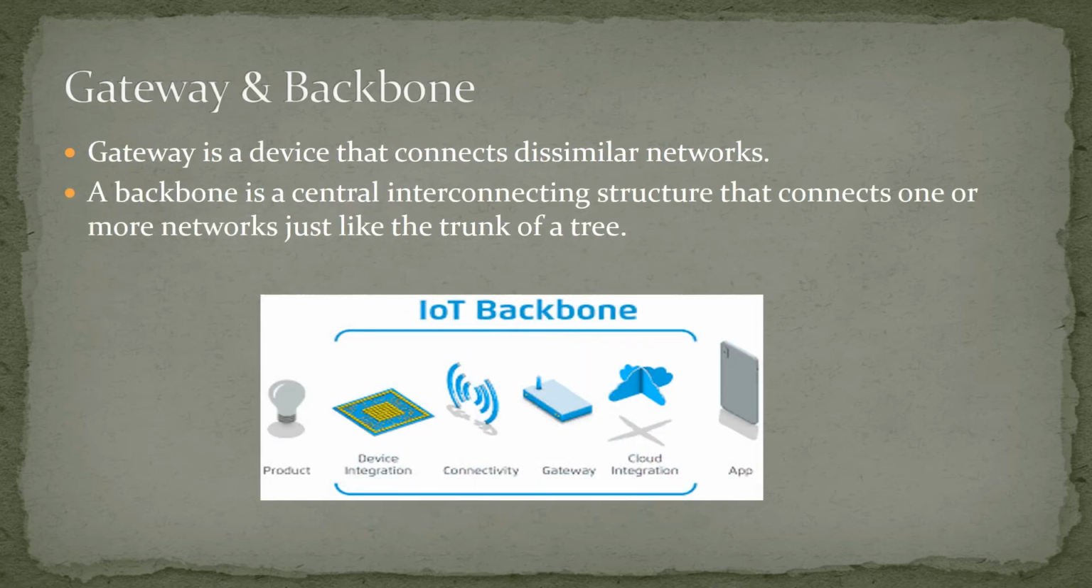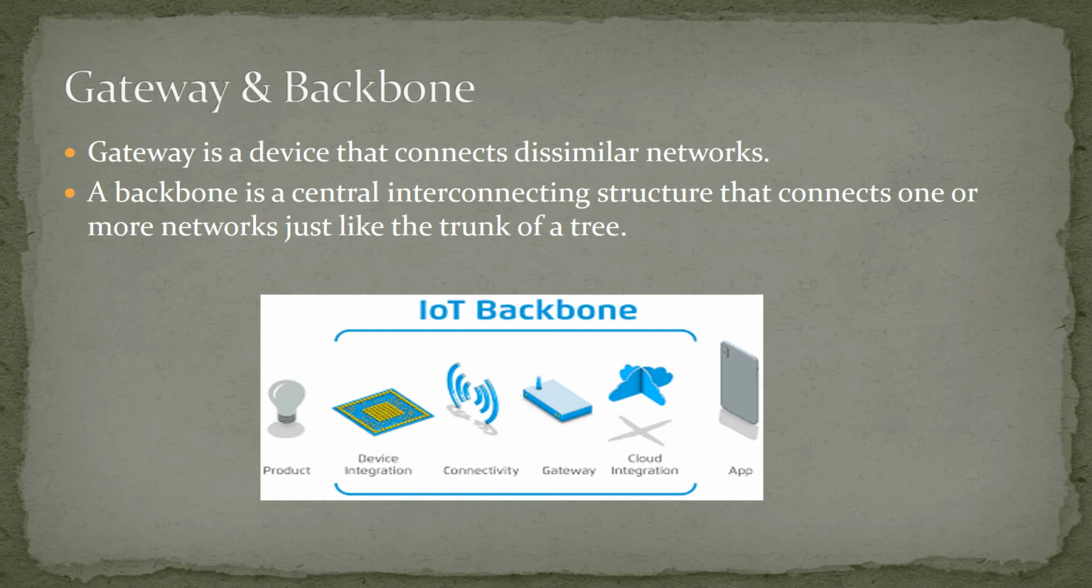Now, gateway and backbone. Gateway is a device that connects dissimilar networks. Now, because we have not studied the topologies till now, the topology is basically how you connect the computers, where is the location of the server in terms of the network. That is mainly what topology is. So gateway is a device that connects dissimilar networks.